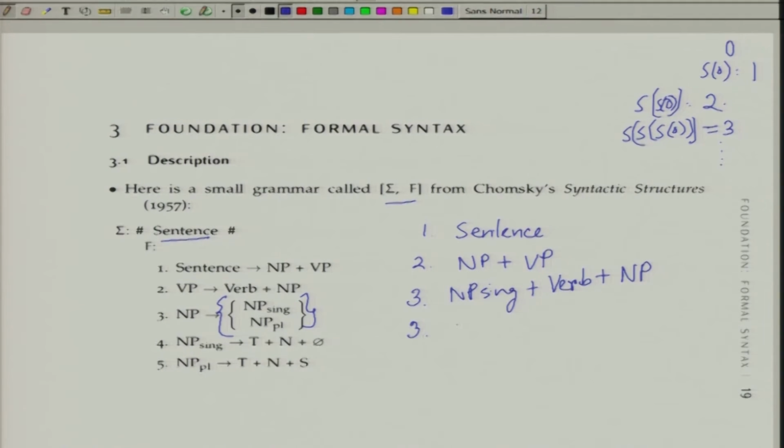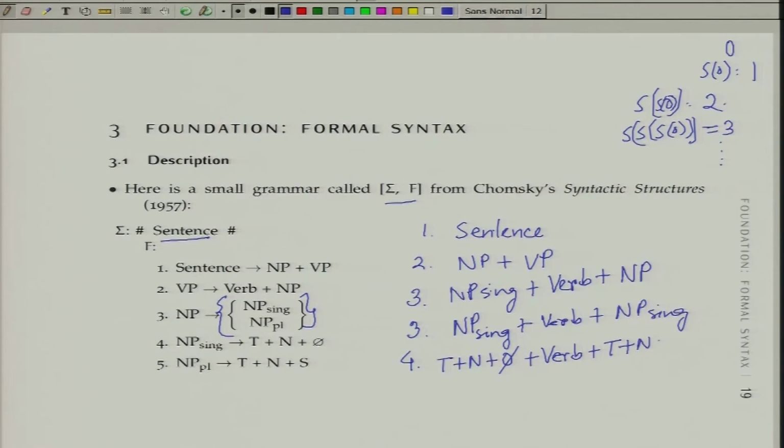I once again write NP sing, that is singular, verb plus NP singular, and then NP singular has to follow this rule. Once again there is no option for me, that is T plus N plus nothing. So this is basically nothing. I just write T plus N plus nothing plus verb plus once again T plus N plus nothing. That much we can derive.